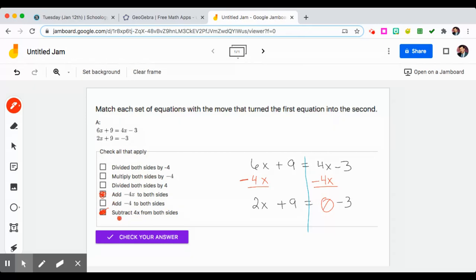If you only choose one of these, that's totally fine. It just depends on how you understand this. Am I adding negative 4x or am I subtracting 4x? Either one would work, okay? Thanks a lot, guys.